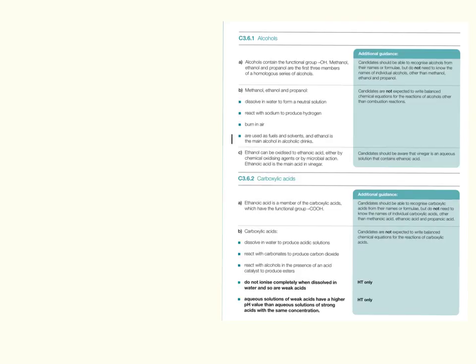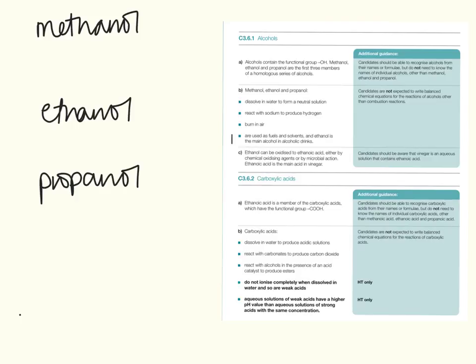So I want you to pause the video now at this point and grab a piece of paper. Let's see if you can remember how to draw methanol, ethanol and propanol. Okay, so the first thing to remember is that all of the alcohols will have to have the OH group in them. That's what makes an alcohol an alcohol.